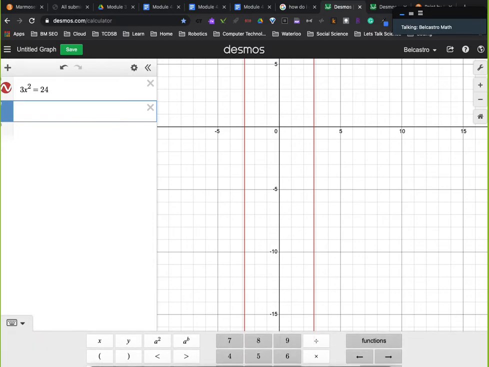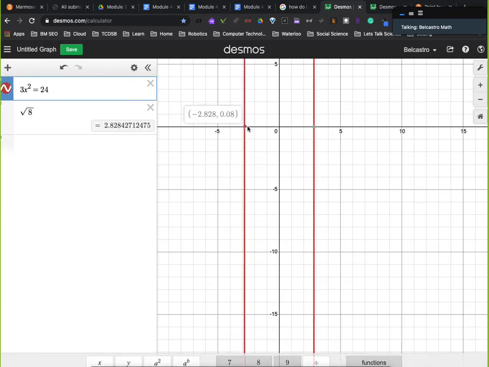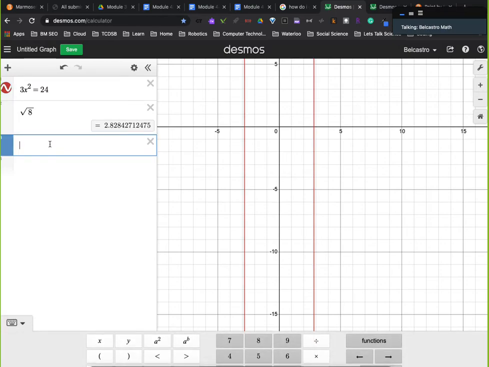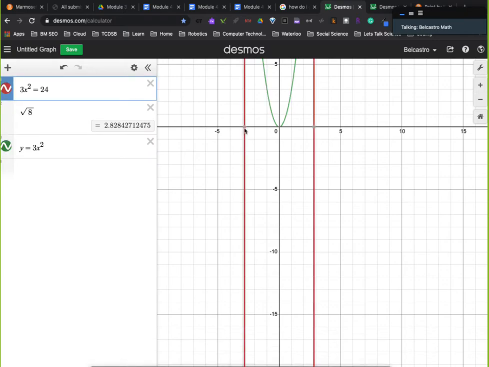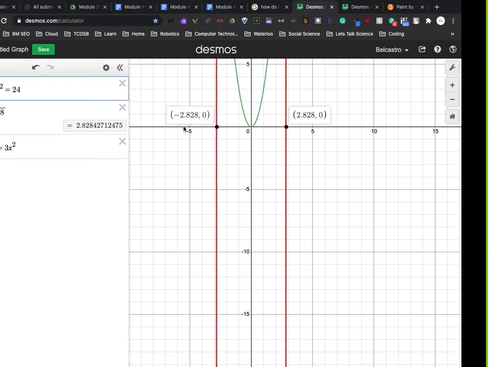If we write in the square root, where is the square root function on this? I think it's down here. There it is. Square root of 8. You'll notice the square root of 8 is equal to these, the positive and negative value. You could say that y is equal to 3x squared minus 24. We can recreate it using this graphing calculator, and you'll see the values end up being the exact same as root 8, just like we did in this question.